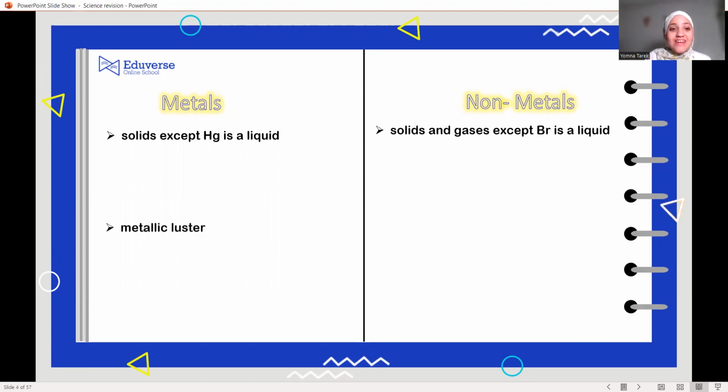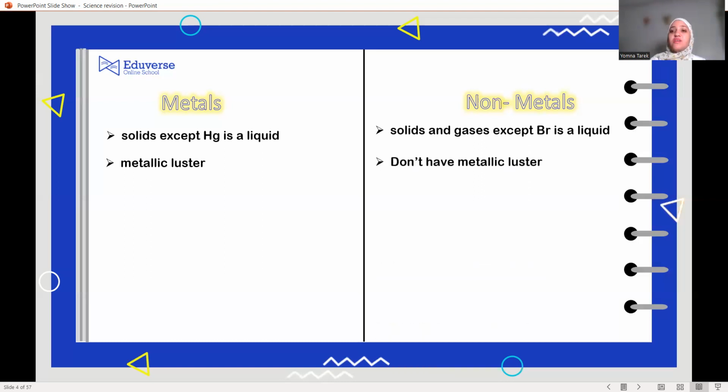Super. Okay, now let's talk about metallic luster. Metals have metallic luster. What is the meaning of metallic luster? Metallic luster means when you see something and you feel like, oh, it's shining. Oh, what is this? This is called metallic luster. So metallic luster happens when we have something shining. What about non-metals? No, non-metals are not shining. Non-metals don't have metallic luster.